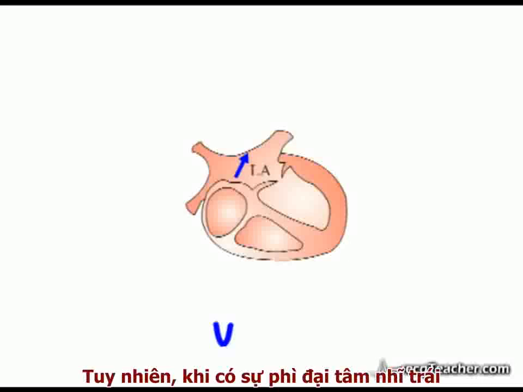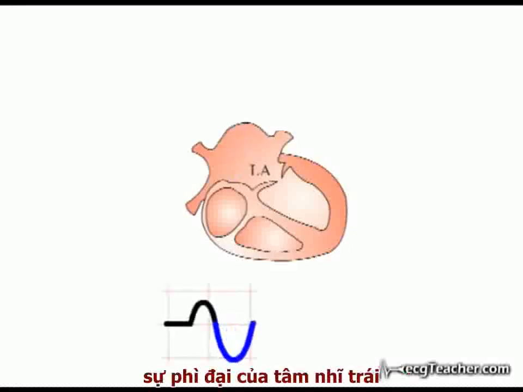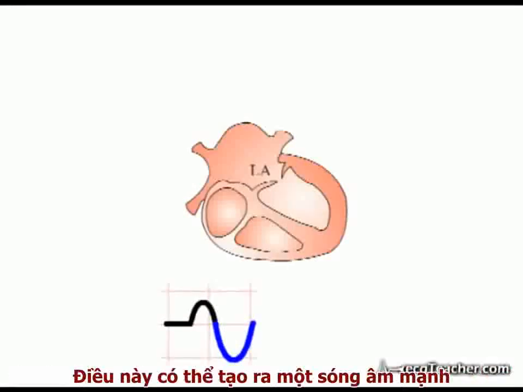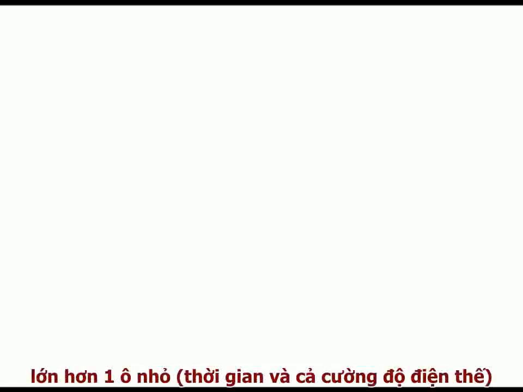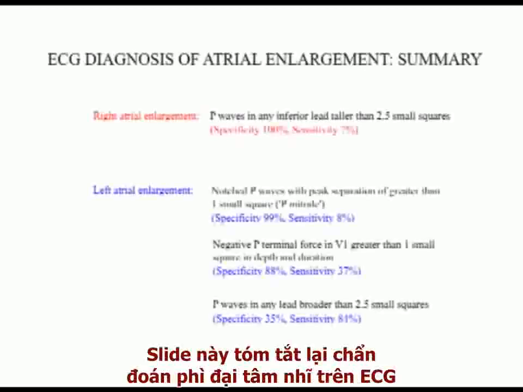However, in the presence of left atrial enlargement, this finding can be dramatically exaggerated. Enlargement of the chamber is usually directed posteriorly and to the left, and this can result in a very prominent negative terminal component to the P wave in lead V1. A negative P wave component in lead V1 greater than one small square in width and depth is suggestive of left atrial enlargement.